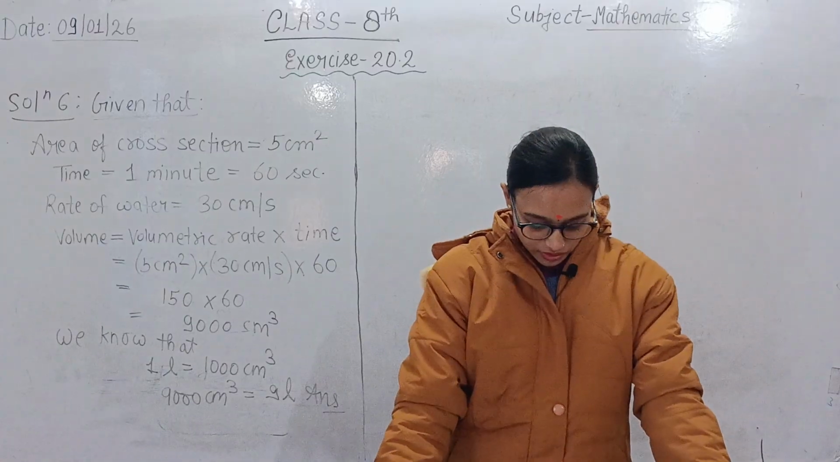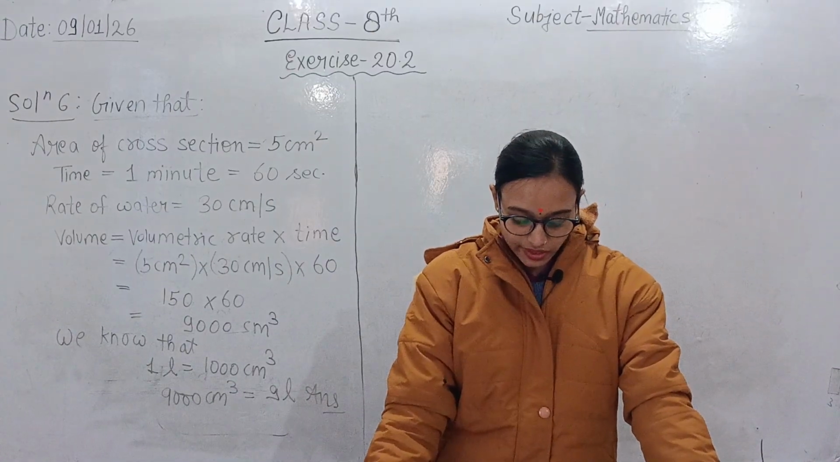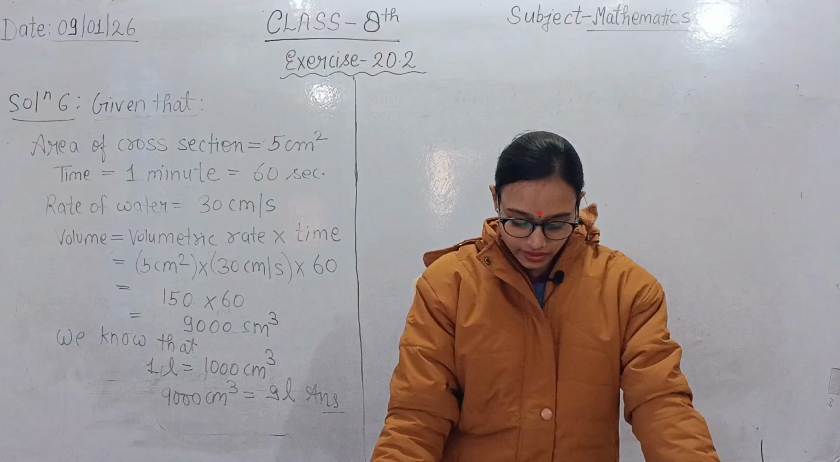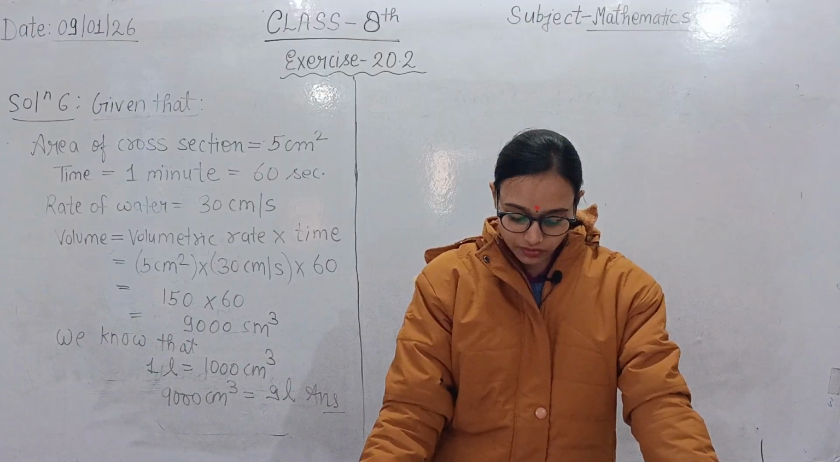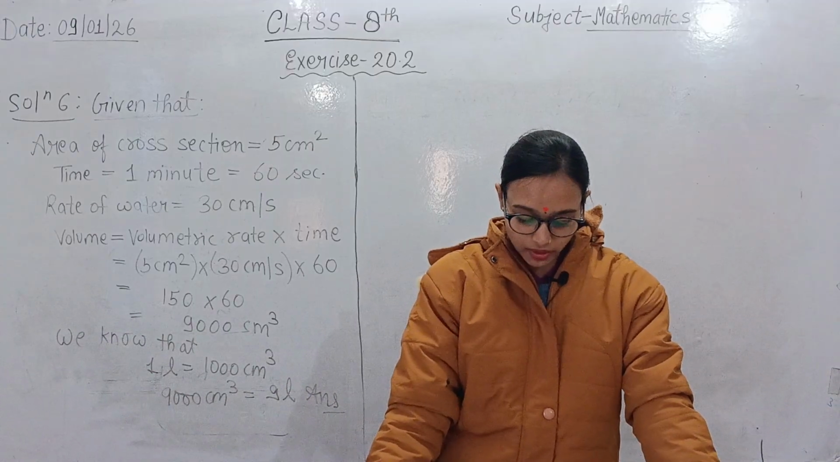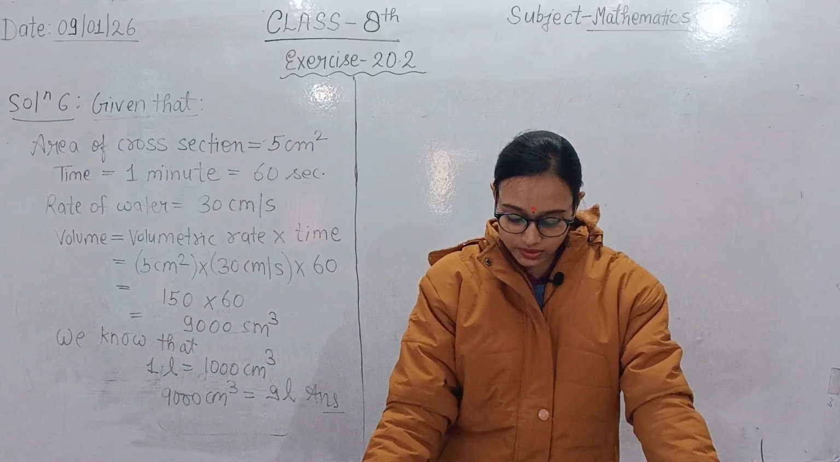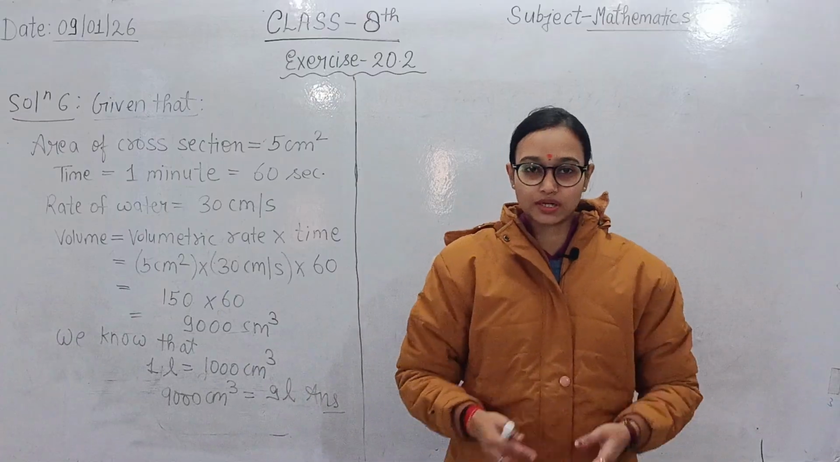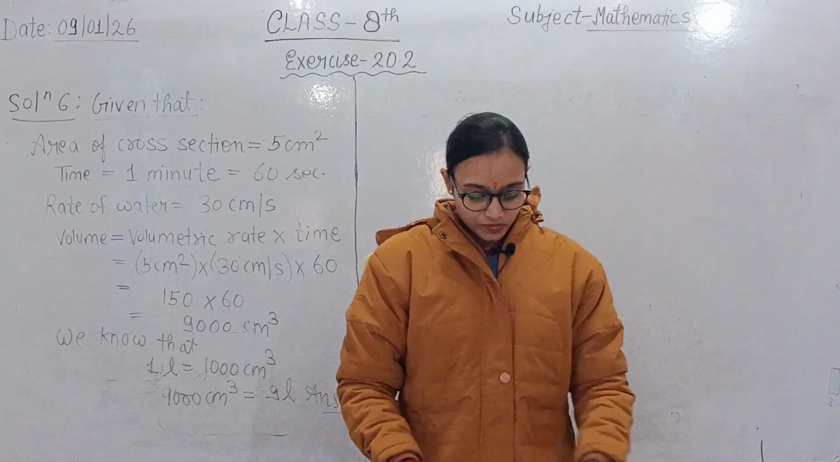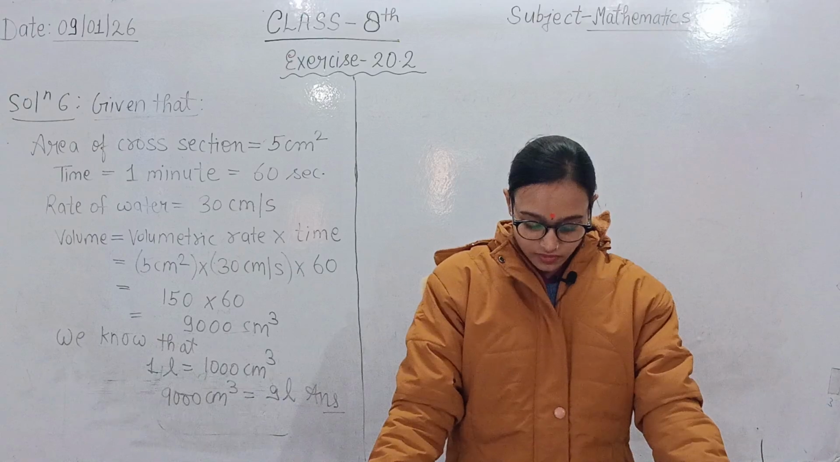Now question number 7. 50 circular plates, each of radius 7 centimeter and thickness 1 upon 2 centimeter, are placed one above another to form a solid right circular cylinder. Find the total surface area and the volume of the cylinder so formed. Firstly, we have to understand the question. 50 circular plates.